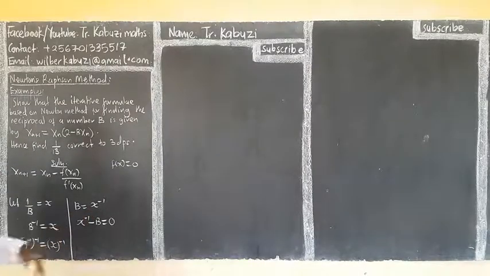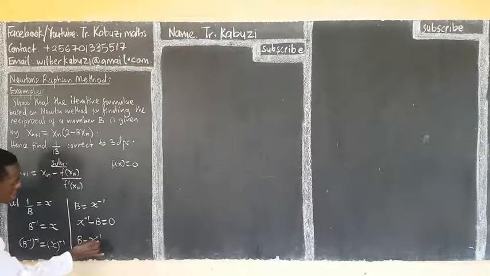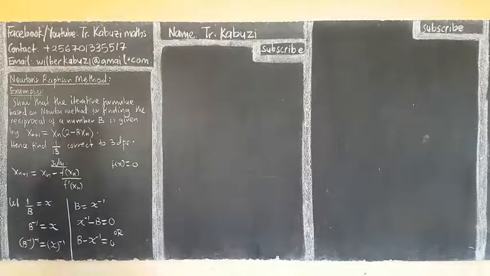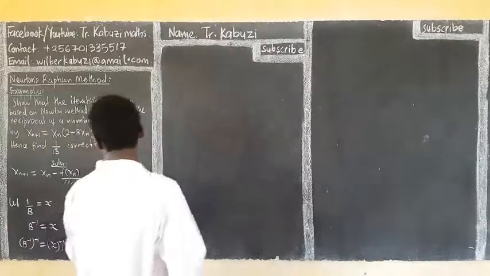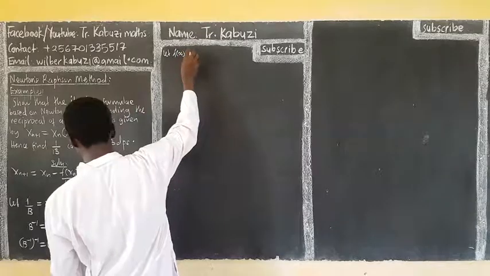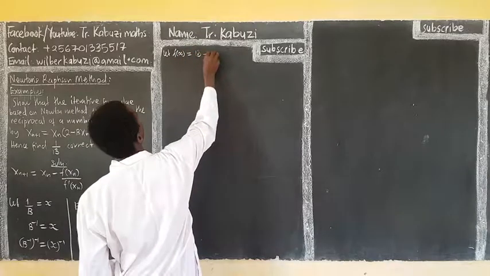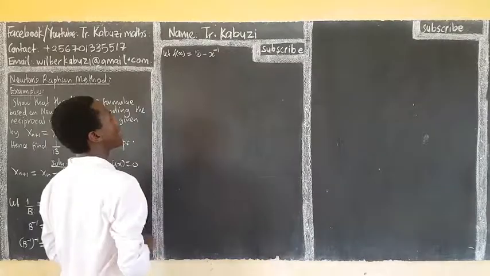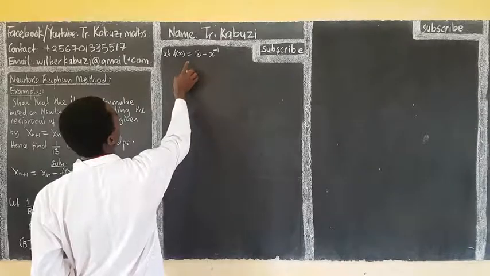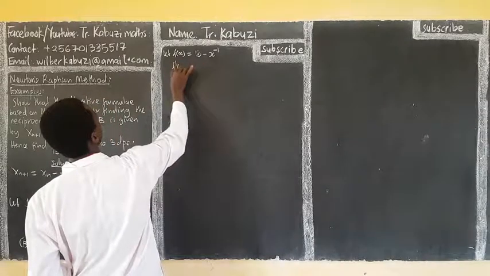Or even if you take this side, no problem, everything will be the same. Someone can say, you can take this side, b minus x power negative 1 equal to 0. This or this, any, as long as this is going to be an equation. So, let us take this one. So, let my f of x be x power negative 1 minus b. I'm taking this because when I'm differentiating, I'm not going to be disturbed with the negative. So start this one now, we need its derivative.